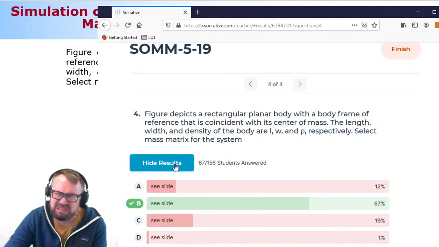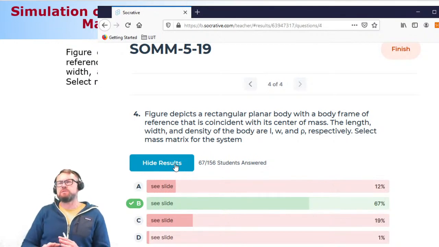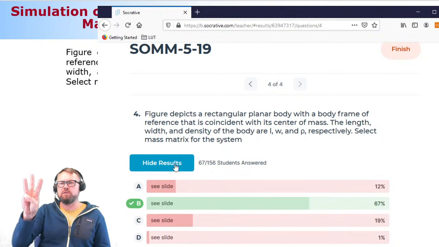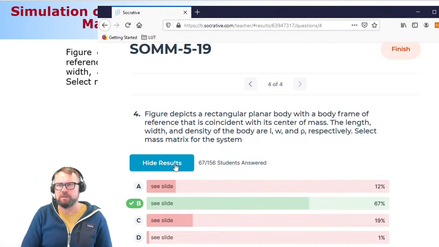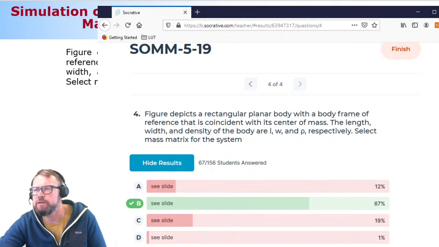Okay, so honestly a little bit disappointed. But we do have some good news too. It's only roughly 20% that is voting completely incorrect mass matrix. Completely incorrect in the sense that if their dimensions are 2x2, that's absolutely incorrect. Why? Because everybody needs 3 generalized coordinates. 3, not 2, 3. Okay, so let's go back here.